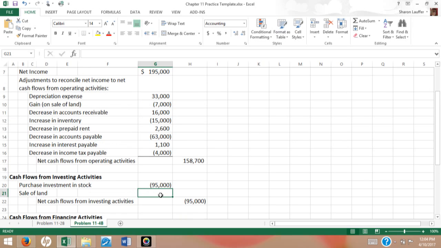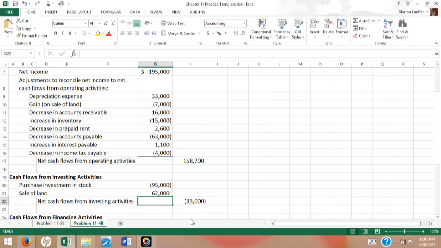So we're basically moving that gain down to this next section. When we account for the sale of land, we're accounting for the full cash payment of that sale of land, which is $62,000. Now, if we sold land, we got cash for it, so we're going to add that cash back in. And that $62,000 accounts for the cost of the land plus that gain up here. So we've essentially put that gain in right there.